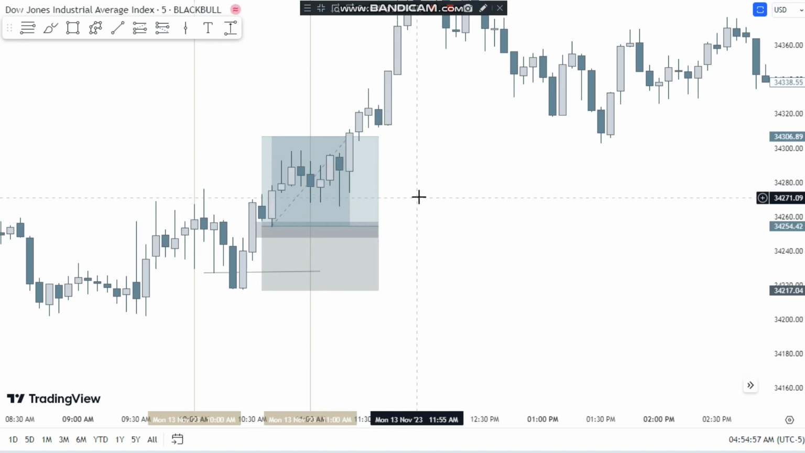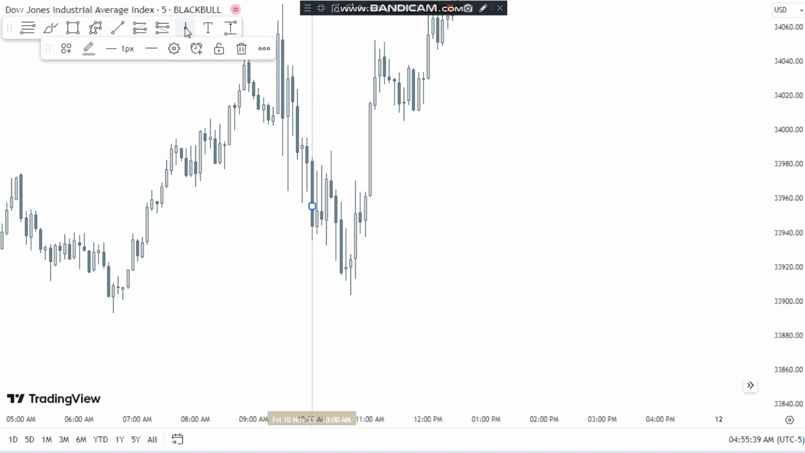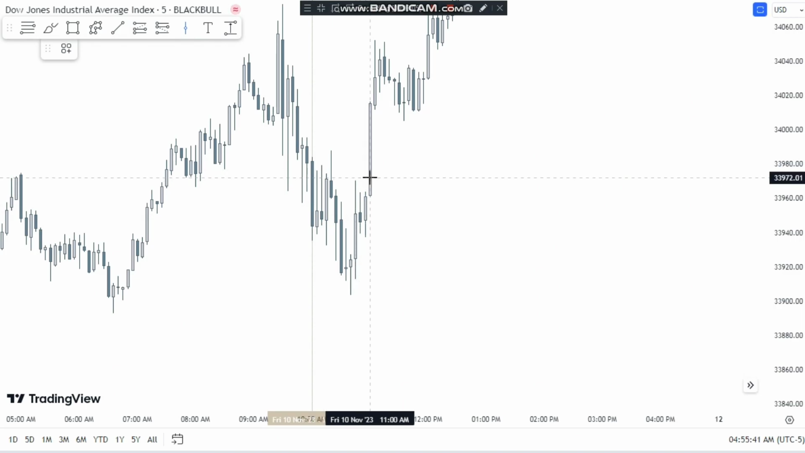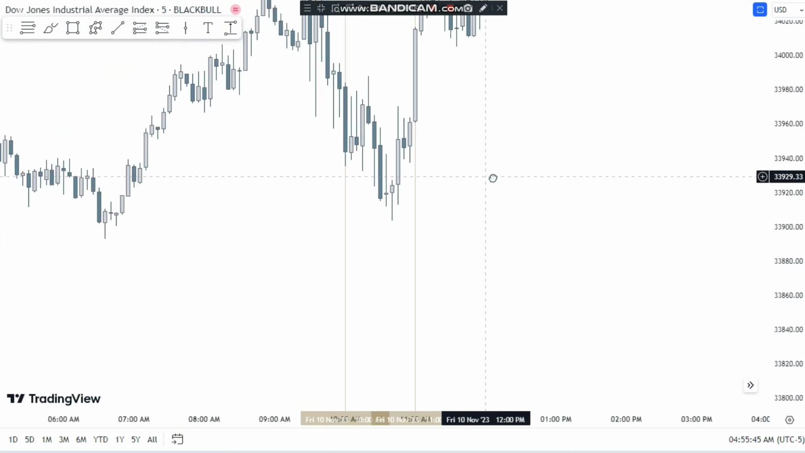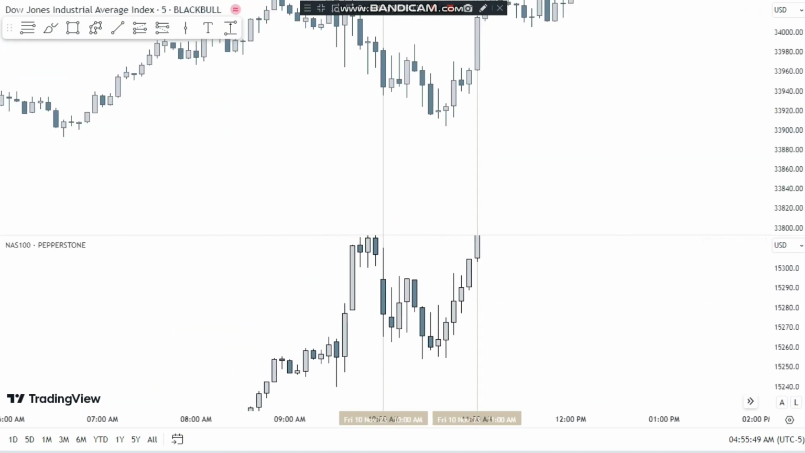I will show you one more example. So here is another example. This is November 10th. Again, the 10 to 11 a.m. window. We will draw a line at 10 a.m., and we will draw another line at 11 a.m. New York time. So this is the 10 to 11 a.m. window, and let's see if there is any kind of divergence between US 30 and NAS 100.